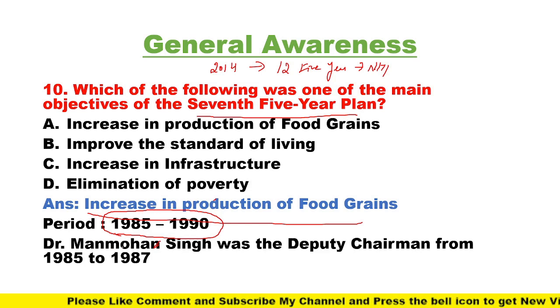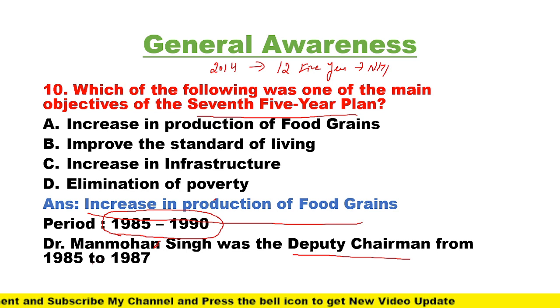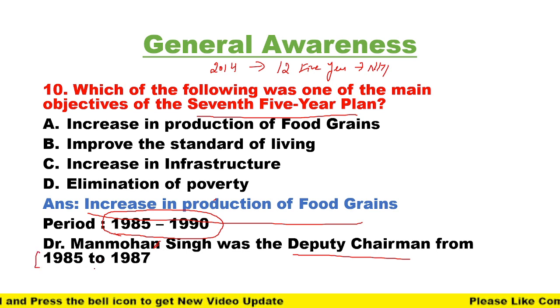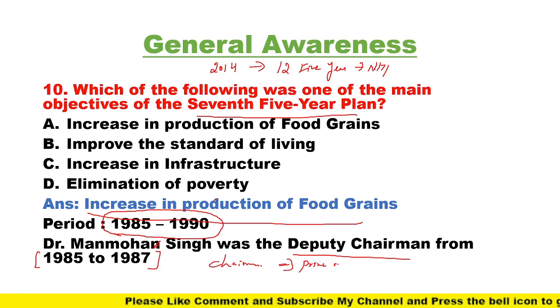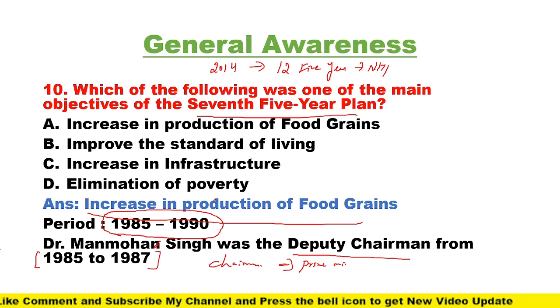And during this, Dr. Manmohan Singh was the deputy chairman of Planning Commission from the period 1985 to 1987. So who was the chairman? The Prime Minister would be the chairman. So Dr. Manmohan Singh was the deputy chairman of Planning Commission during the period what?